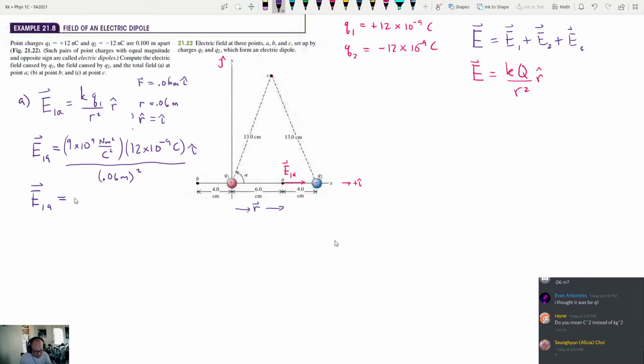All right, what do we get here? 9 times 12 divided by 0.06 twice. It is 3 times something. It's 30,000. And the units for this should be newtons per coulomb, and it will be times i hat.